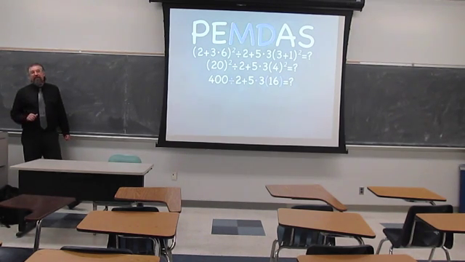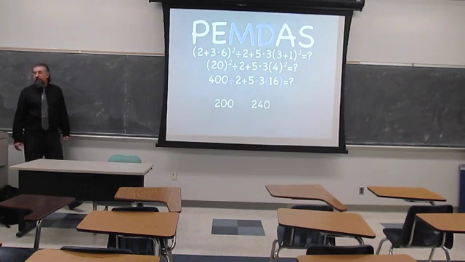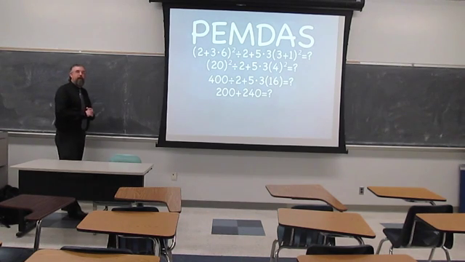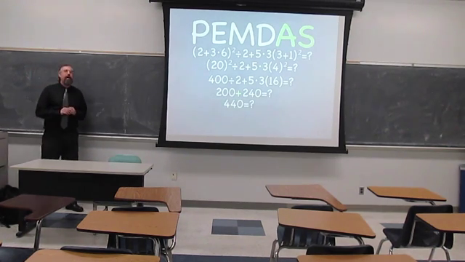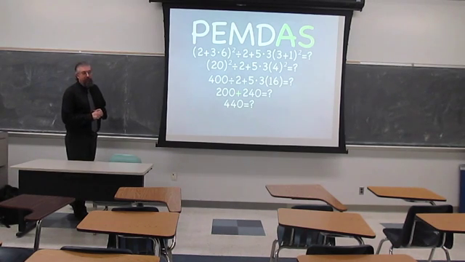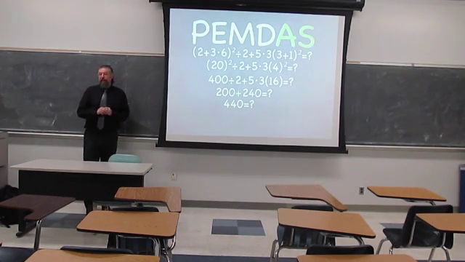So you multiply and divide next, left to right. So you have 400 divided by 2, which is 200. 5 times 3, which is 15. And 15 times 16, which is 240. So now we have the problem down to 200 plus 240. We do our add and subtract, which brings it to 440. Everybody see how we did that? Any questions on that?